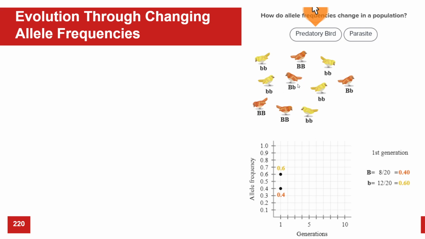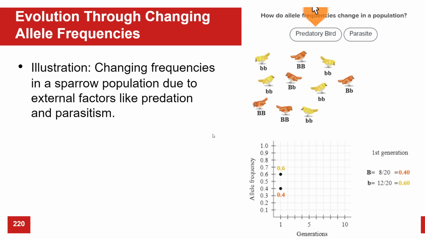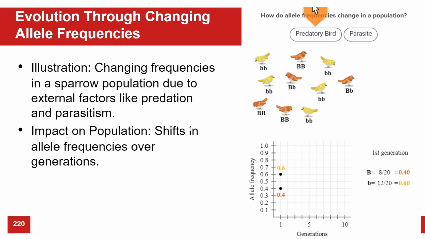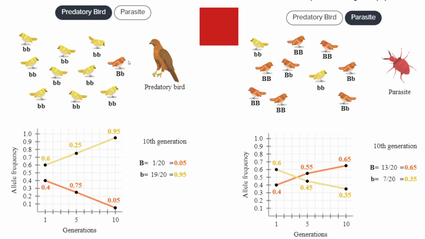And so your heterozygous individuals, for example, this one and this one, they will show the dominant trait, kind of throwing off your math here. Now let's say a predatory bird population or species comes in and starts hunting down these species, and it targets either the brown ones or the yellow ones. Let's take a look. So, target frequencies in sparrow population due to external factors like predation and parasitism. This will impact the allele frequencies over generations.